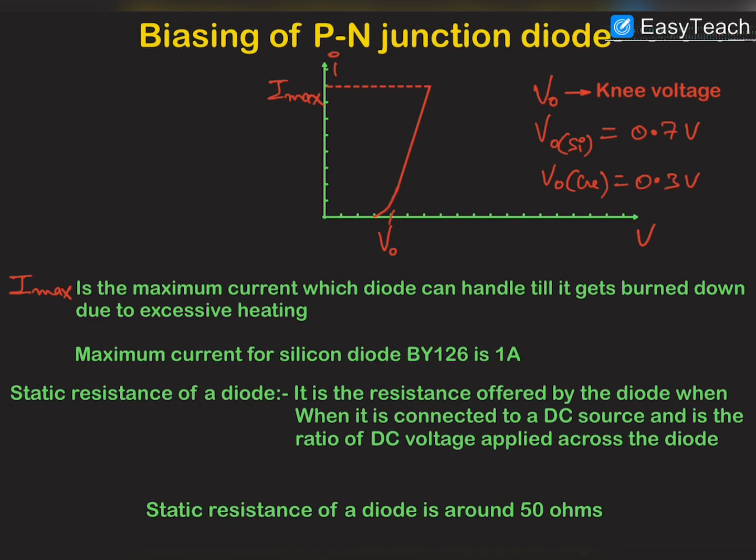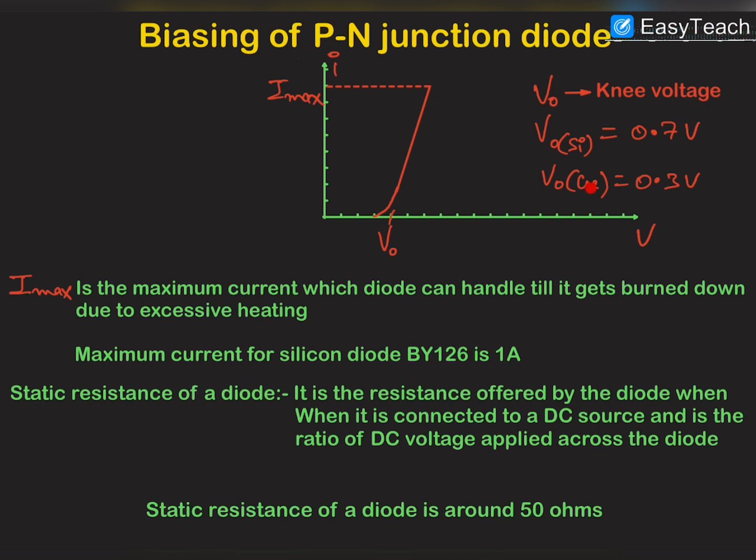Okay, and if we draw this forward characteristic graph, the characteristic graph is a VI graph, where I is plotted on the y-axis and voltage is plotted on the x-axis. So this graph starts like that: the diode starts to conduct significantly at a voltage equal to 0.7 volt for silicon and 0.3 volt for germanium. And this is also called the knee voltage.